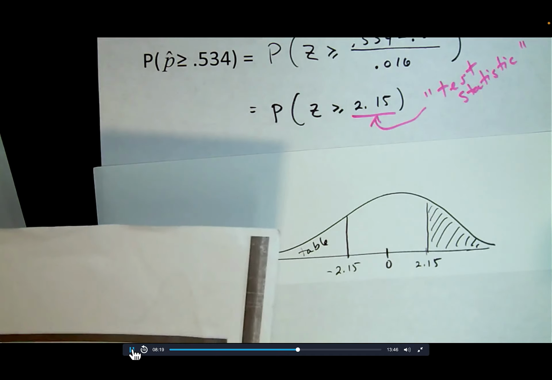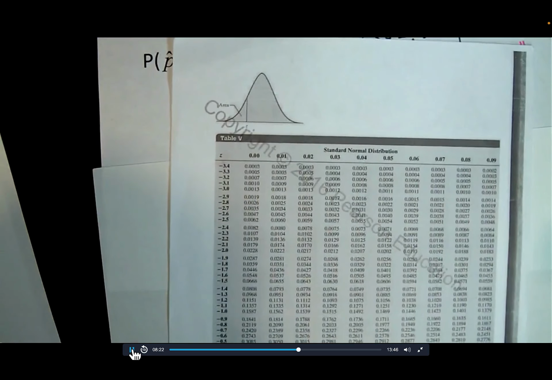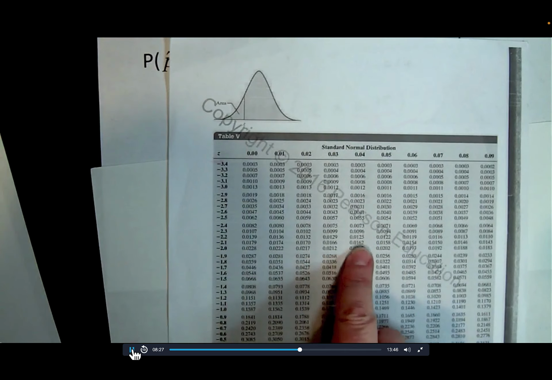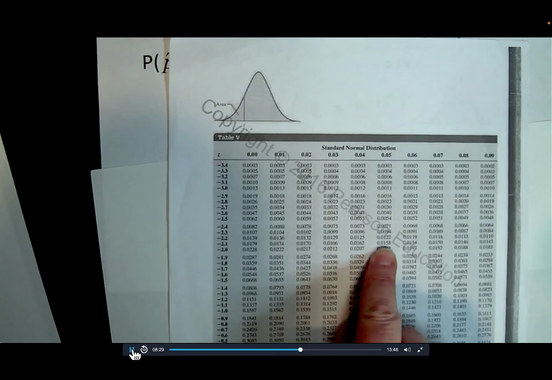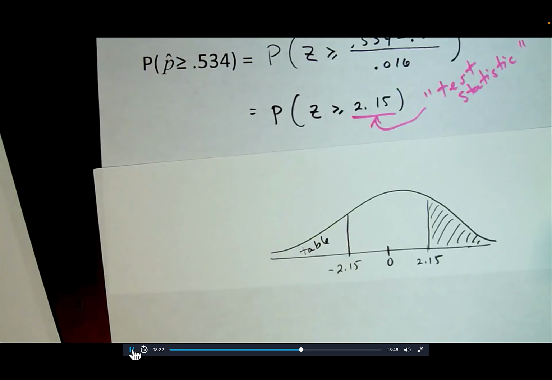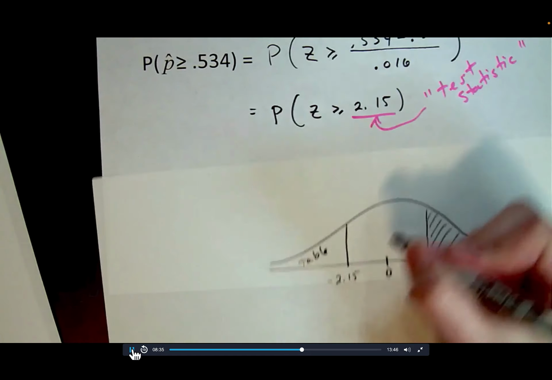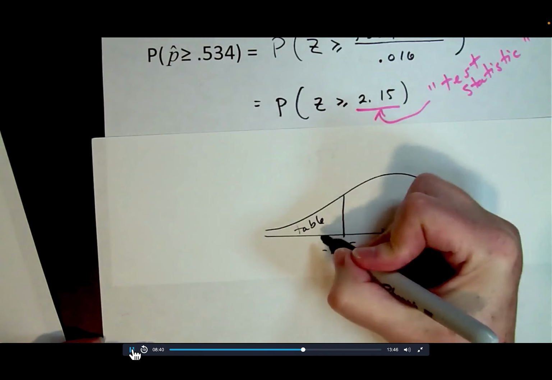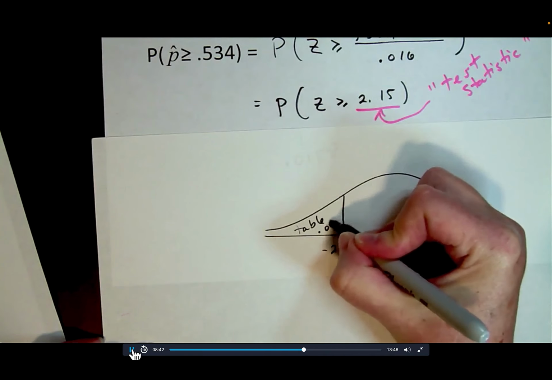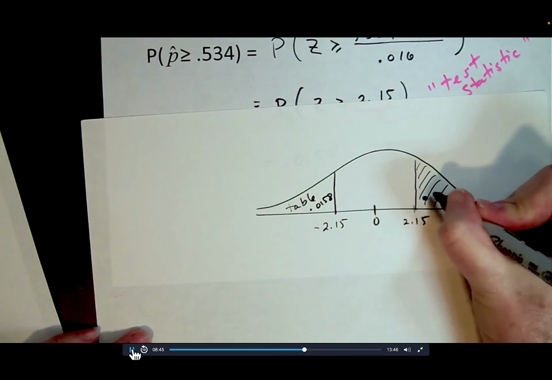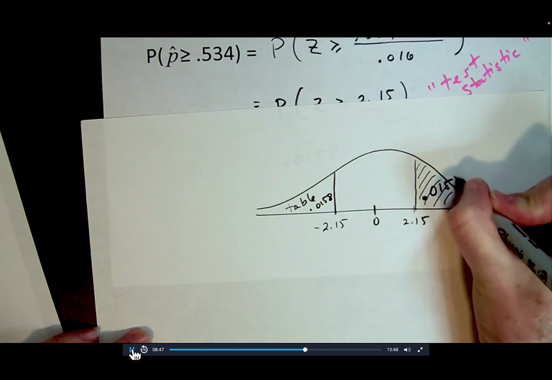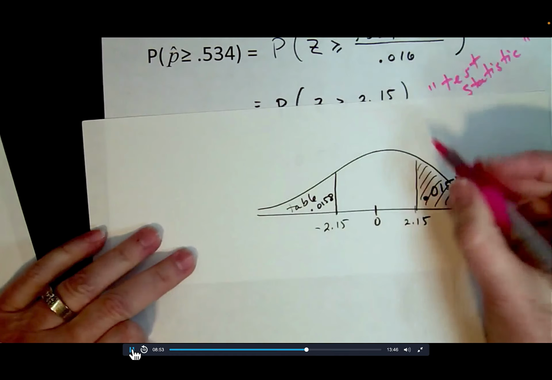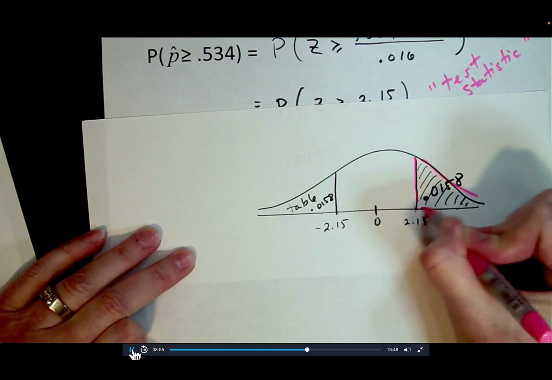All right, so what is that area? Let's see, negative 2.15. 2.1 and 5 is over there, so it looks like 0.0158. So again, the table gave us this area as 0.0158, so that means this area is also 0.0158. And this is the area we want, just that one tail.